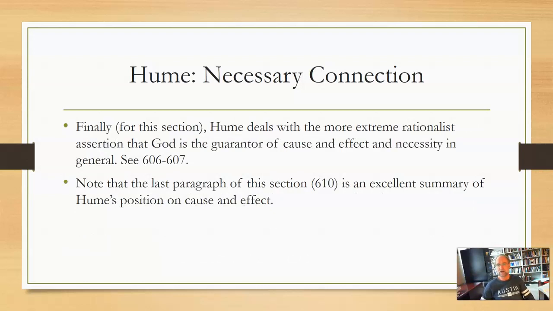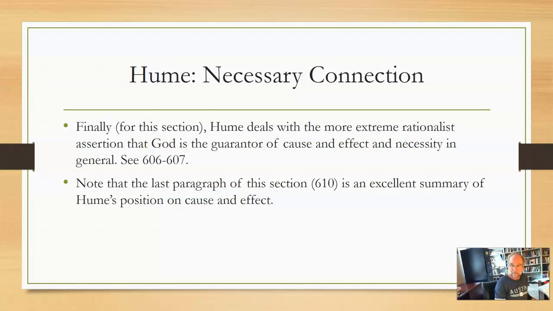Finally, for this section, Hume deals with the more extreme rationalist assertion that God is the guarantor of cause and effect and necessity in general. And I say note 606 and 607, that very long paragraph, I'm just going to commend that to you and summarize it. In here, he tells how philosophers like to believe that God engineers things to their minutest degree. That God determines the universe, that God guarantees all this stability. Think about Descartes' God recreating the world at each moment. He may be getting at that and other things like that. So, Deus ex machina, that God guarantees all of this stuff.